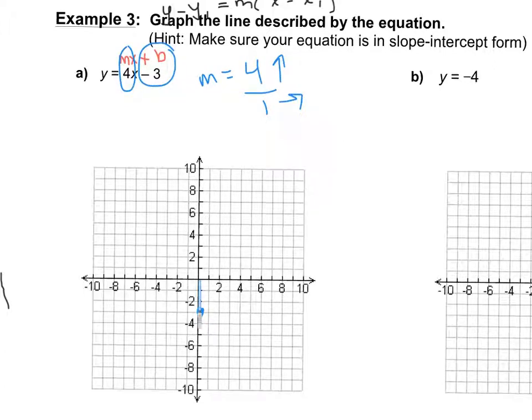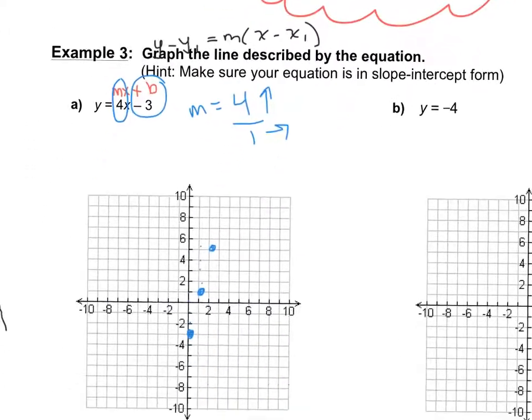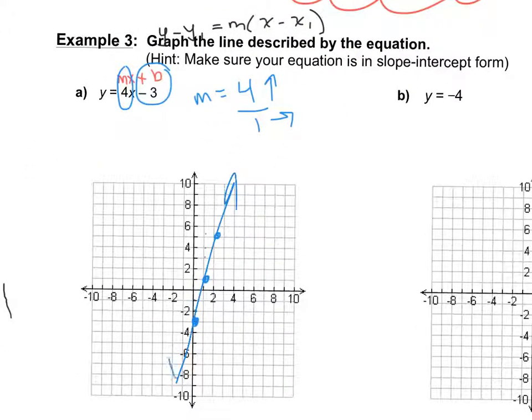Up 1, 2, 3, 4 to the right 1. Connect your dots. There's your line.